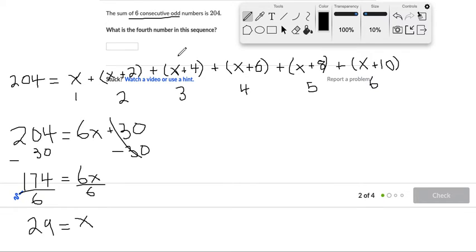solution to this problem because we are looking for the fourth number in the sequence, and x is the first number. And that's really why I like to label the terms and why I use parentheses like this. It makes it a little bit easier to stay organized. So my fourth term is actually x plus 6. So let's go ahead and take our x value down there and add 6 to it. So 29 plus 6. That's going to get us 35. Just like that. Go ahead and enter that in.